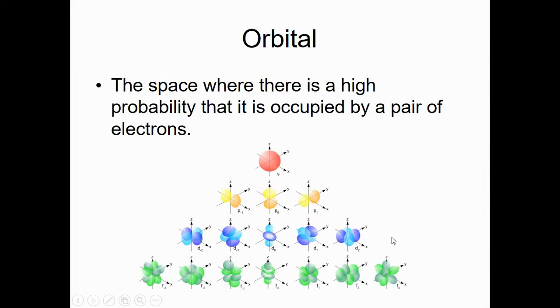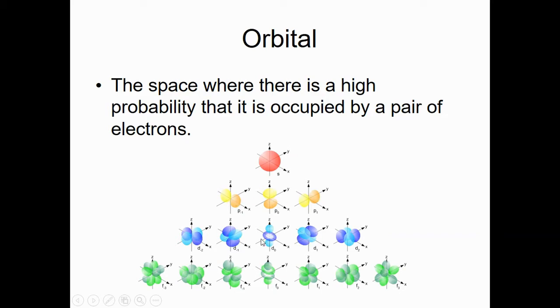Okay, just to remind you what an orbital is, you've seen this same slide before. The orbital is a space where there is a high probability that a pair of electrons can reside. Remember, you can put 2 electrons per orbital. It's an area where they might be found. Your s orbitals are spherical. Your p orbitals, of which you have 3, are dumbbell shaped.